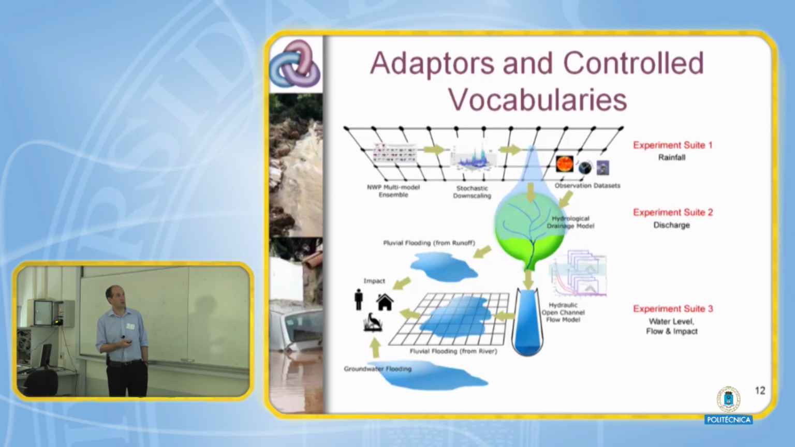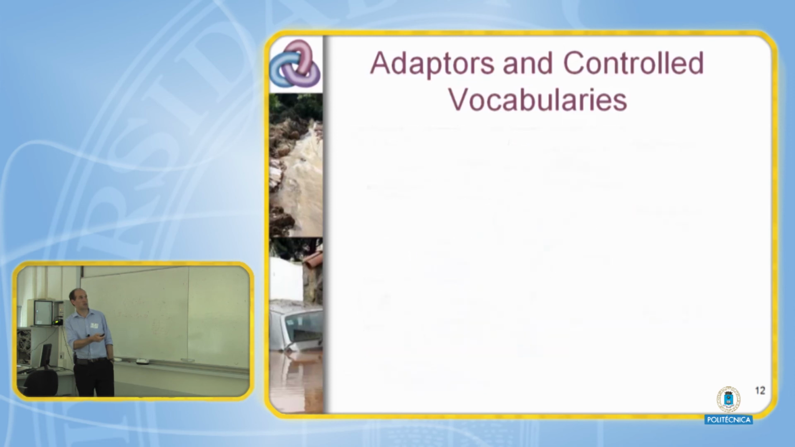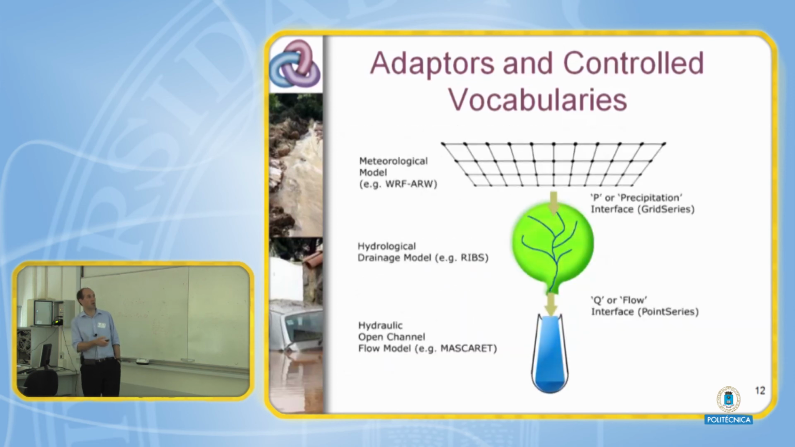So back to our use case here, where we have Experiment Suite 1 rainfall linking to Experiment Suite 2 and Experiment Suite 3. I'm going to just take a subset of that and describe it as follows. So to summarize where we are, we have the meteorological models going through the P or precipitation interface producing grid series results. So the feature type for a meteorological model is very often a three-dimensional rectangular grid series. So that is a fixed grid with different values in different time intervals.